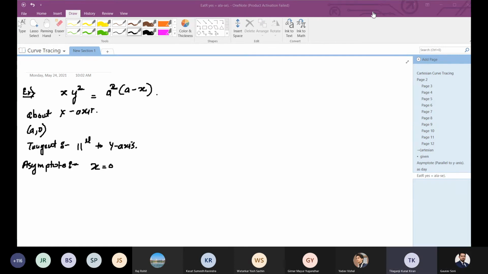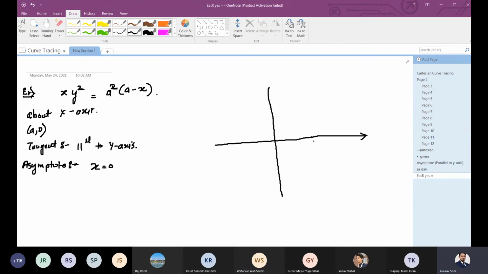Anyway, your call. You may try to do it or you may not. I'll complete my task. The curve intersects the point (a, 0). At this point, the tangent is parallel to the y-axis. This line is the tangent.